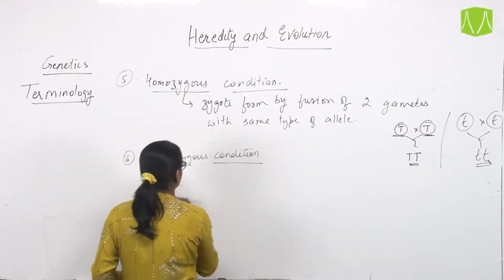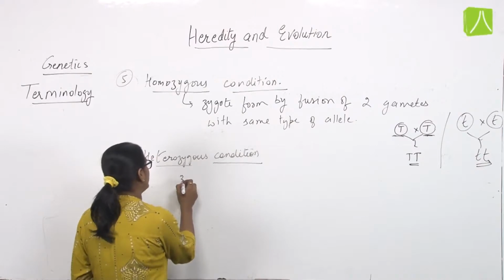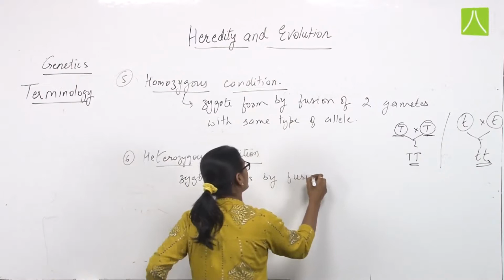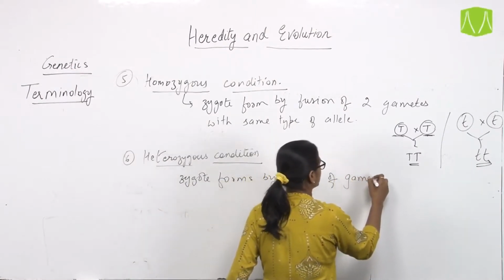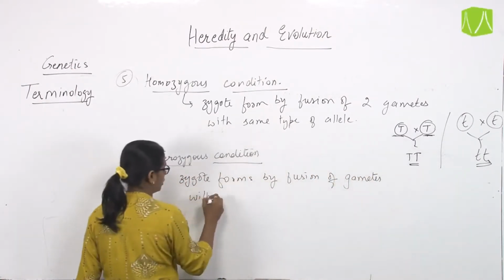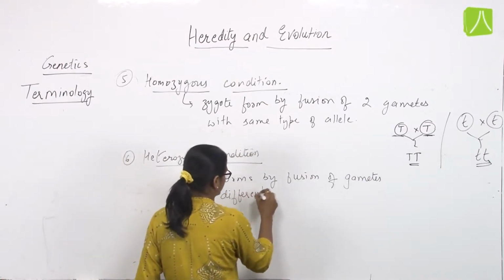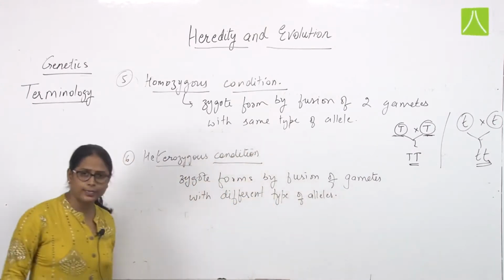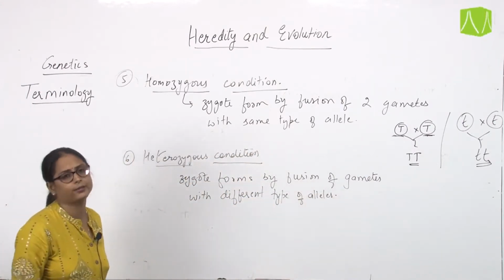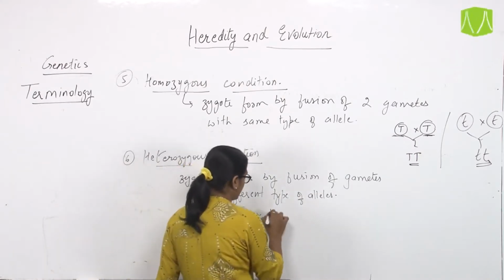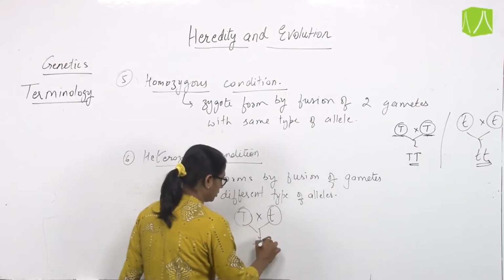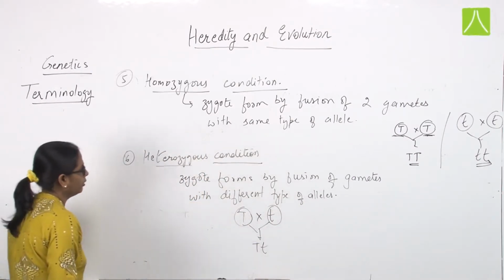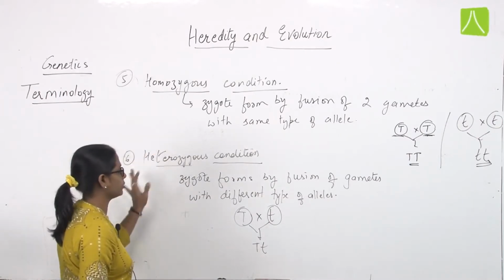But for heterozygote, things become different. Here the zygote forms by fusion of gametes with different types of alleles. That means one gamete is carrying the dominant allele and the other gamete is carrying the recessive allele. Then the zygote formed is known as heterozygote. So this is heterozygous condition and the zygote formed is heterozygote. Fine. So this is homozygous condition, heterozygous condition.